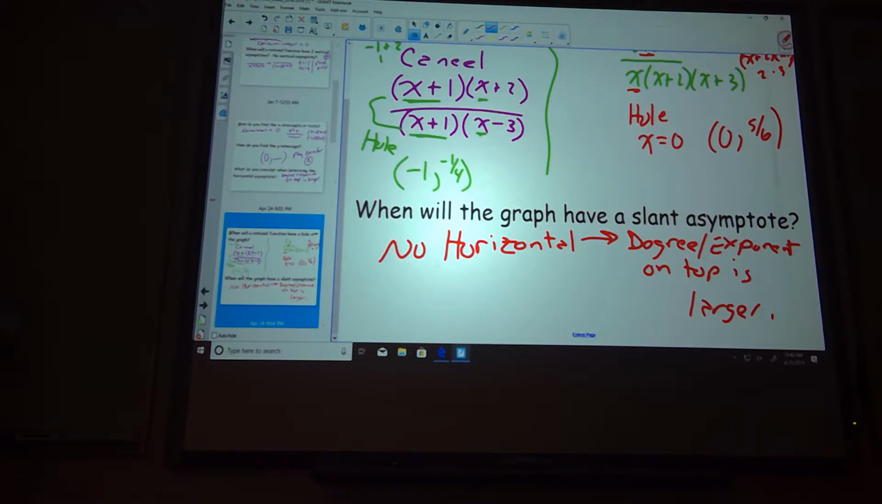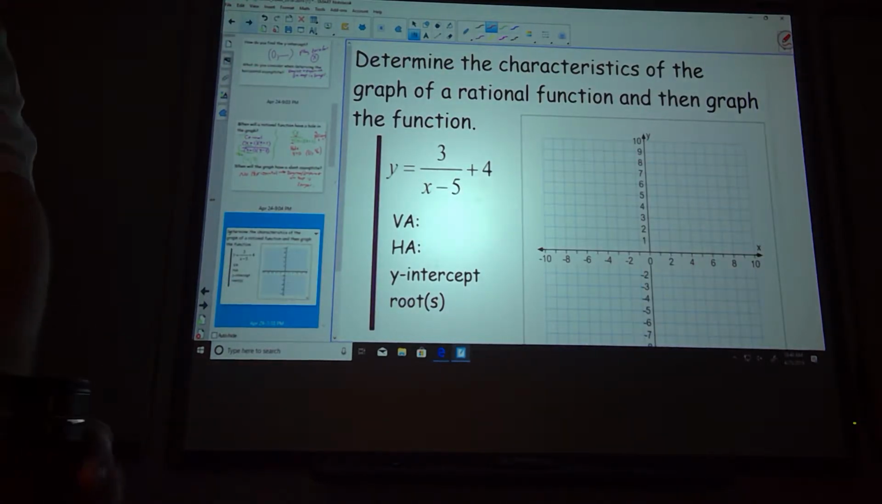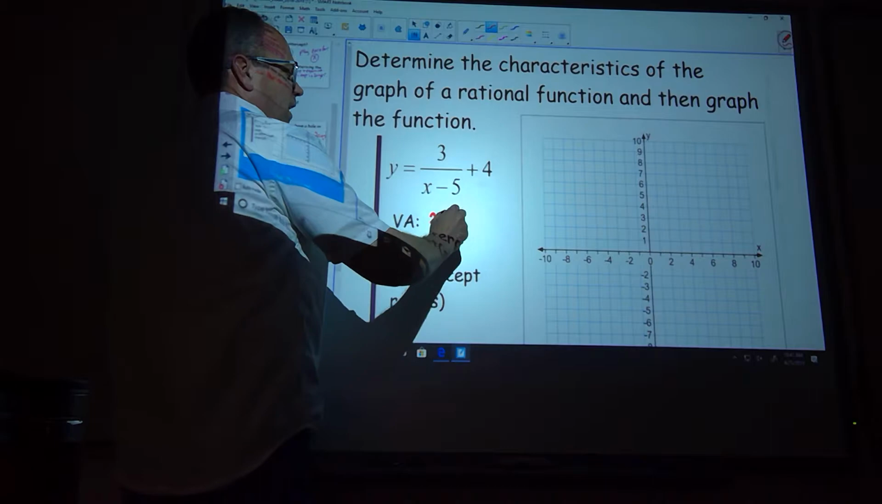No horizontal. Alright. So now we get to start graphing. So just by looking at this one, just look at the equation. Is there an end behavior asymptote? Is there a slant asymptote? Is there an oblique asymptote on this one? No. The degree on top is 0. The degree on bottom is 1. So we don't have that. Vertical asymptote will happen at x equals 5. Yes?